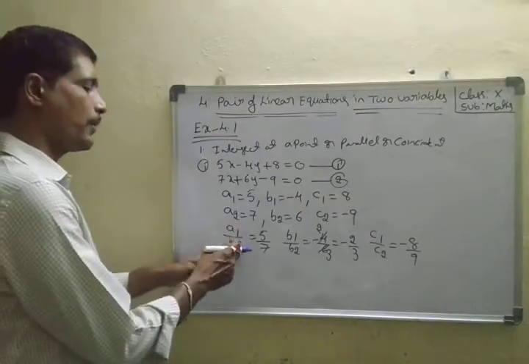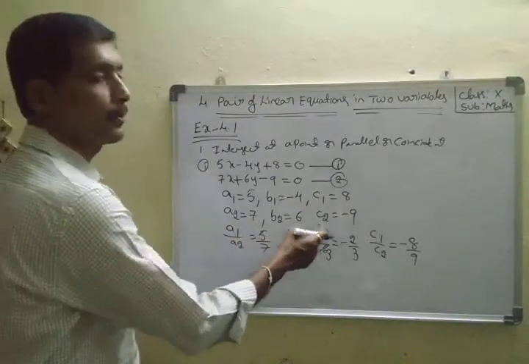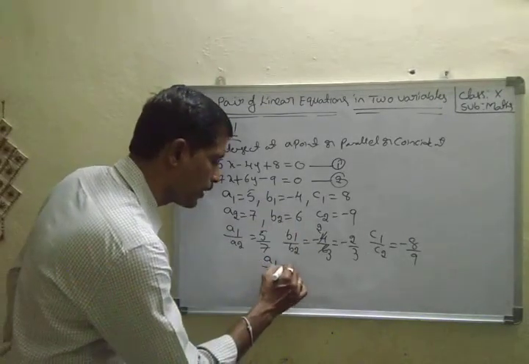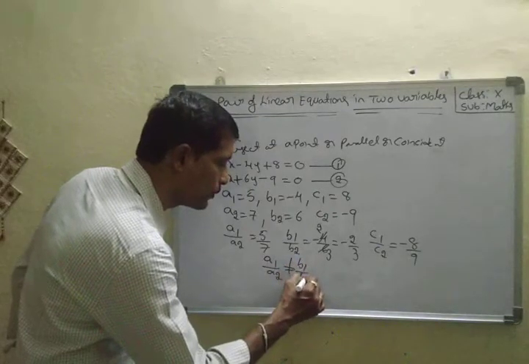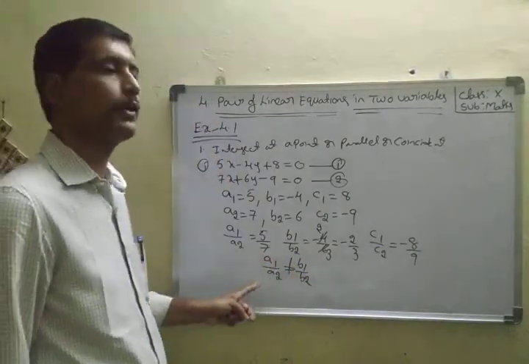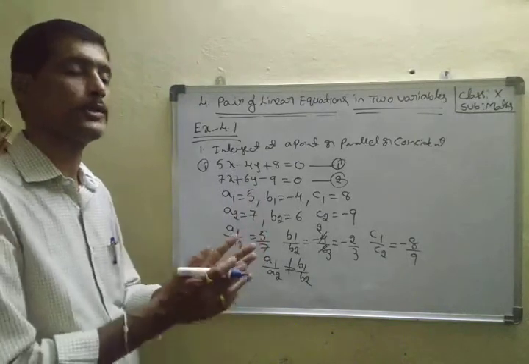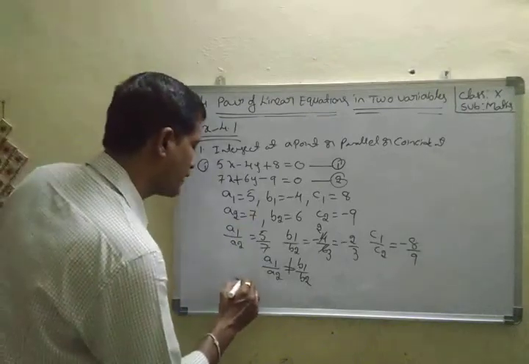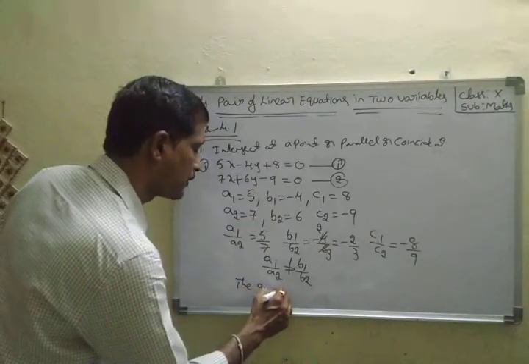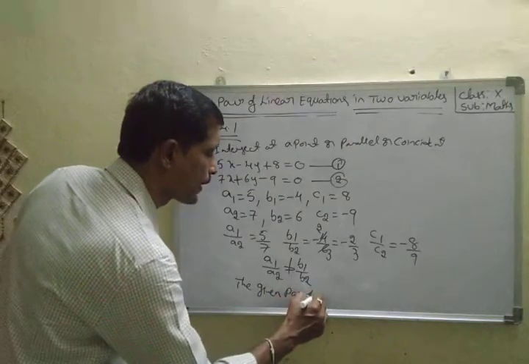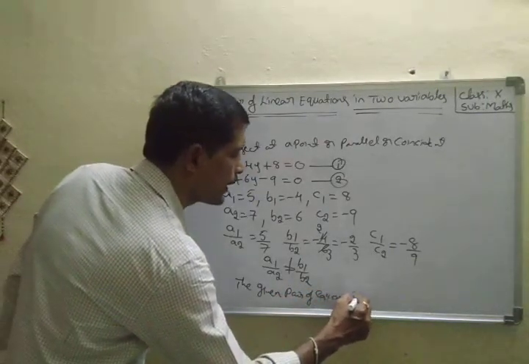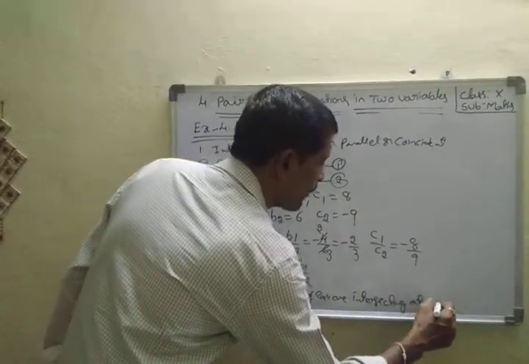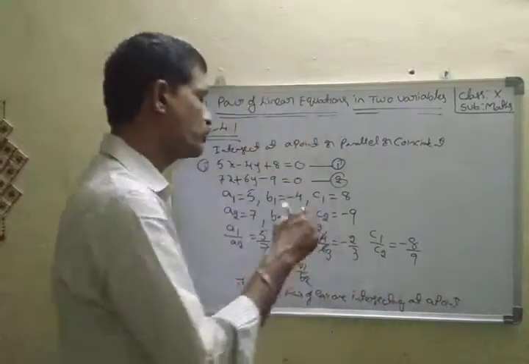Here check this condition. A1 by A2 equal to 5 by 7, B1 by B2 equal to minus 2 by 3. Are these two equal? No. A1 by A2 not equal to B1 by B2. Therefore, this is called the unique solution condition. Unique solution means the two equations are intersecting at a point. The given pair of equations are intersecting at one point. These two equations have a unique solution.